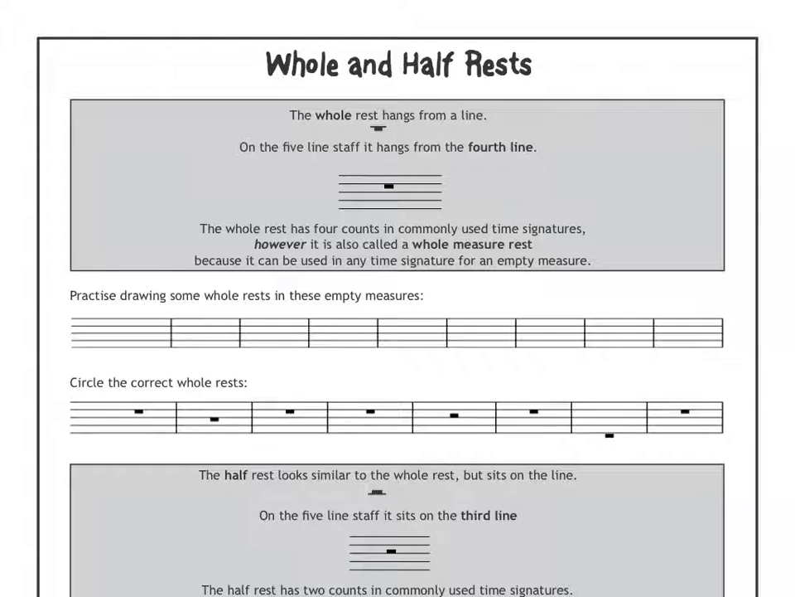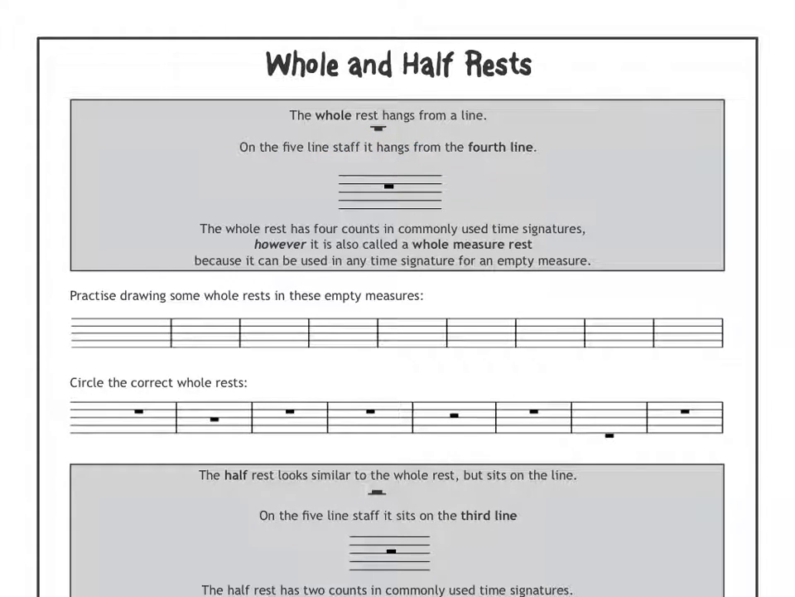The reason they're called half rests and whole rests is because they have different lengths of time. They have duration, right? And this is something we're going to actually practice on our instruments. Okay, so the whole rest hangs from a line, and this is something that people get confused on a lot between whole rests and half rests. The whole rest hangs from a line. It hangs below a line, right?